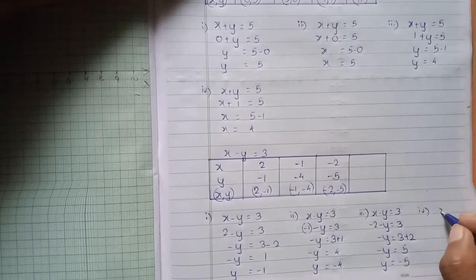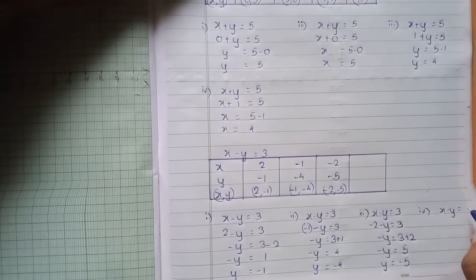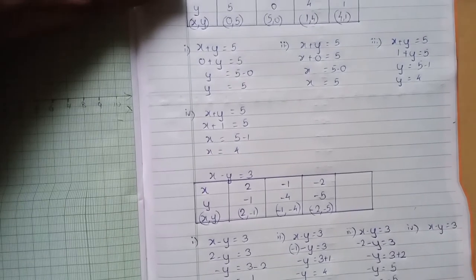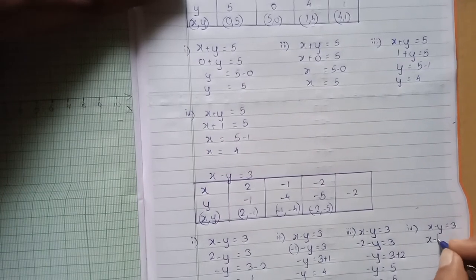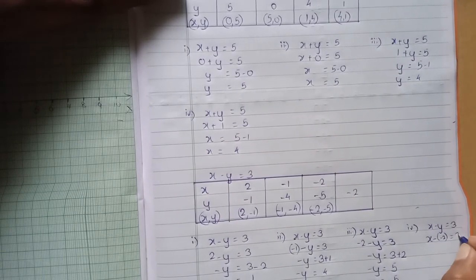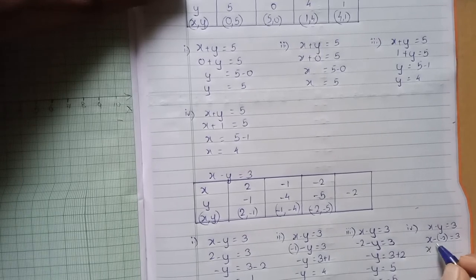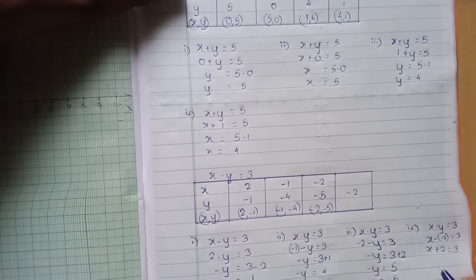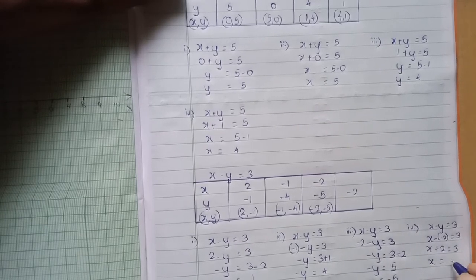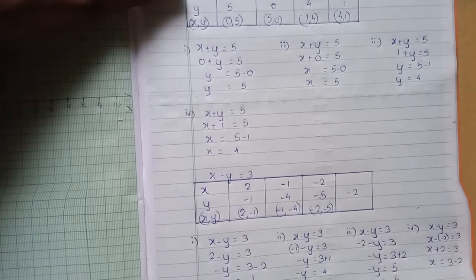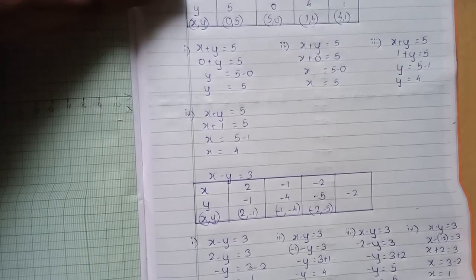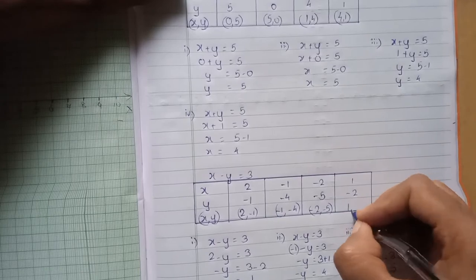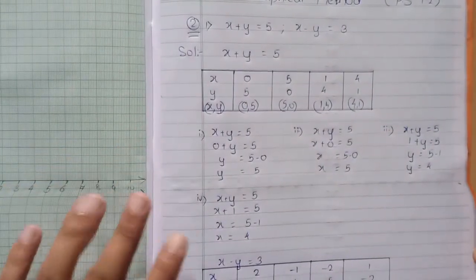Now for the fourth point, x minus y is equal to 3. I will take y is equal to minus 2. x minus of minus 2 is equal to 3. x plus 2 is equal to 3. x is equal to 3 minus 2, 1. So we have our points of both the equations. Now we just have to plot them.